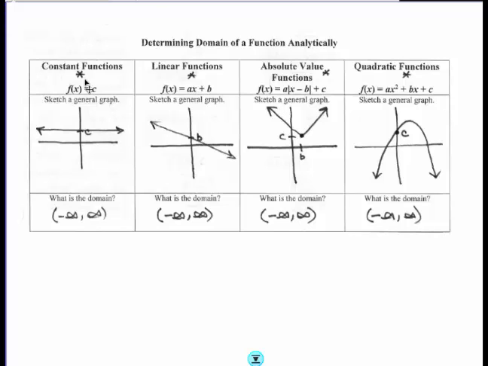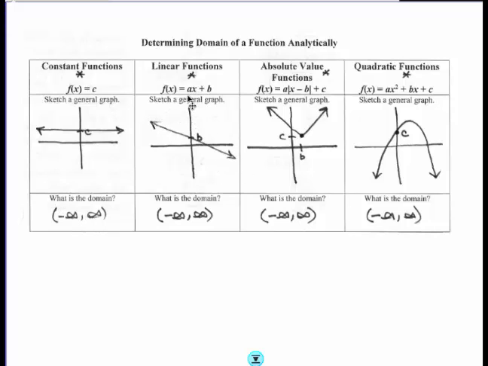You have a couple graphs at the bottom of the page where we want you to know their basic shape and what kind of domain they're going to have. If you just have f of x equals a number, like f of x equals 2, you just have a horizontal line. There's not going to be any issues with what you can plug in. So it's negative infinity to positive infinity.